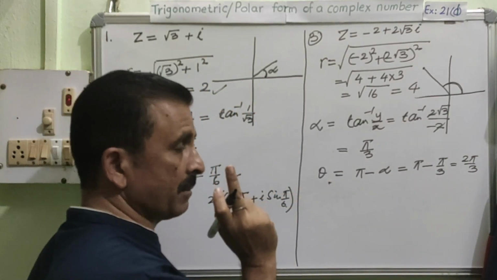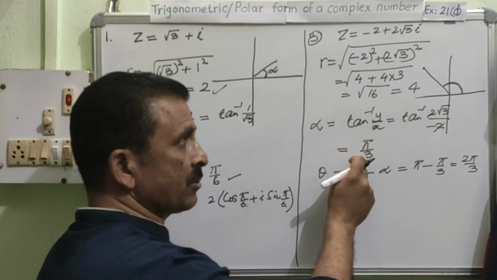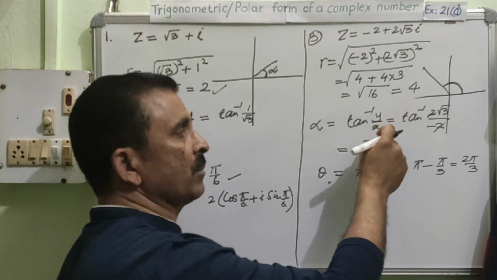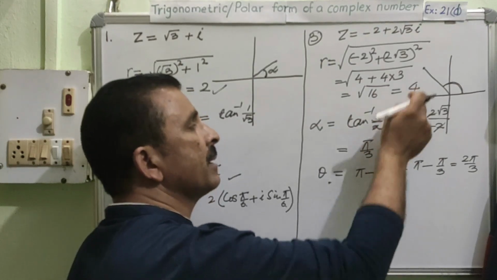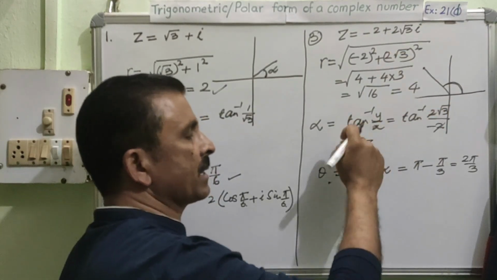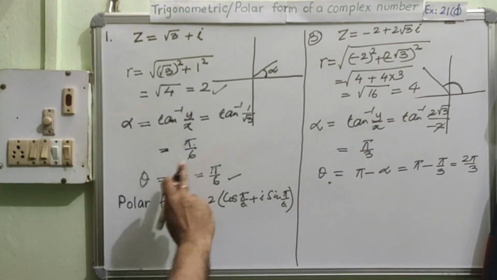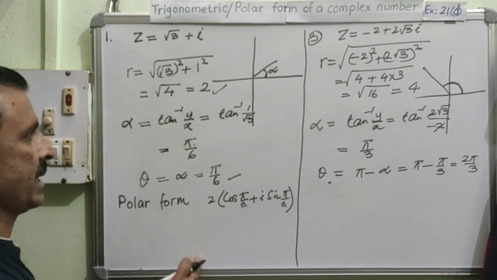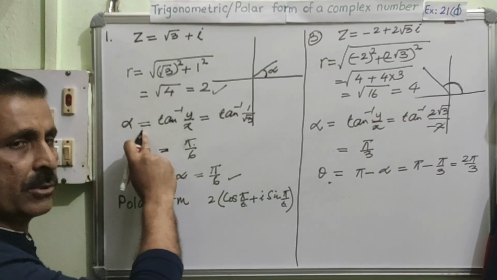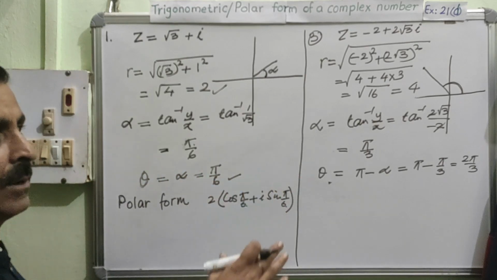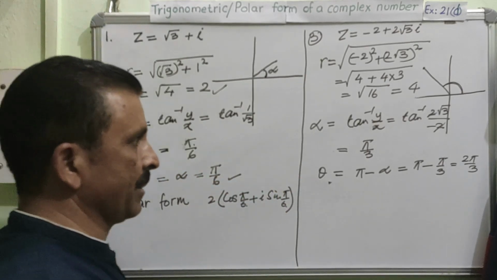Please understand it very well. This pi over 3 is not the amplitude. Amplitude is this. For finding the amplitude, we calculate the acute angle made by the complex number, and after finding the acute angle, we then find out the amplitude. You can cross check these two questions. You will understand every time we are doing the same thing. We first calculate the acute angle, then we calculate the amplitude. We use a different formula depending on the location of your complex number.